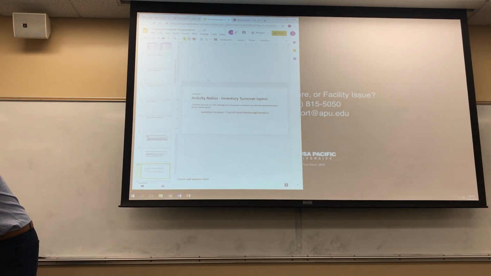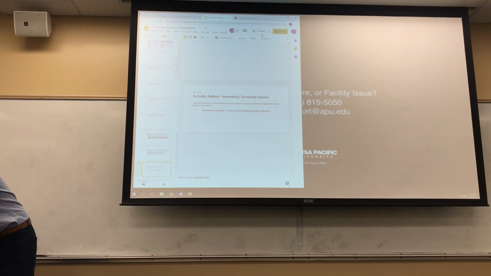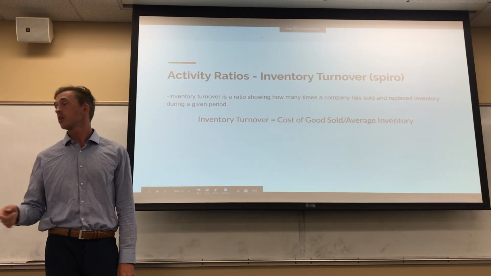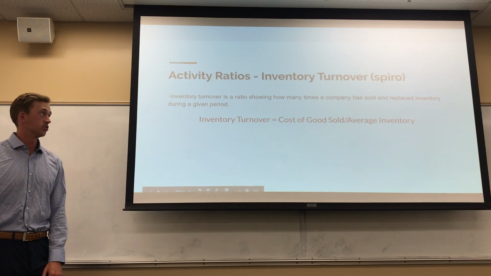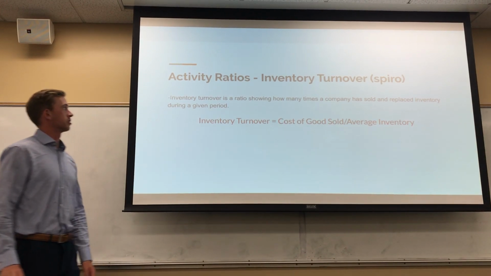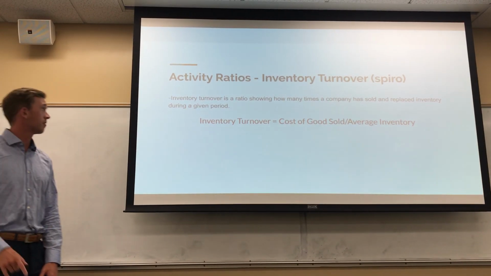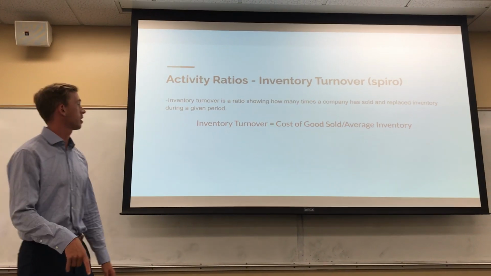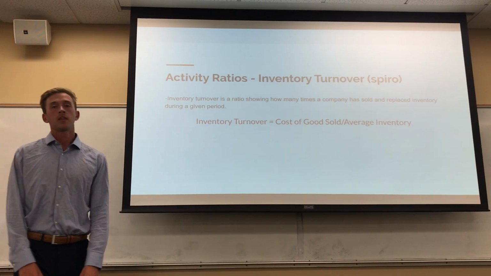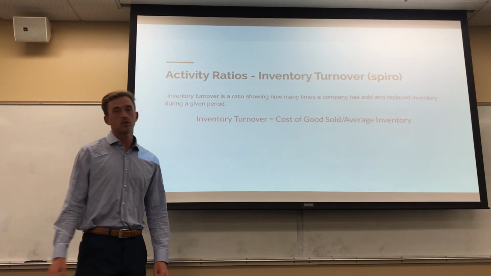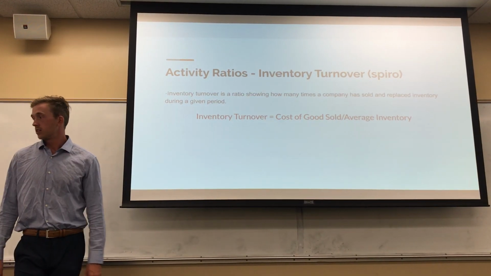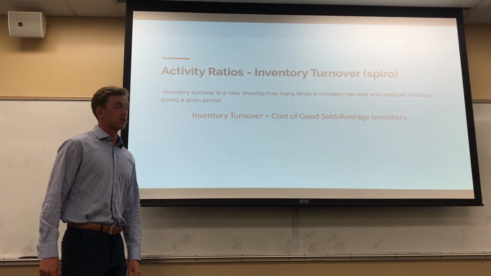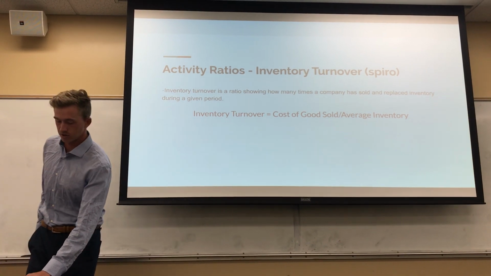So that was a little bit of what the activity ratios are about. For the most part, especially in this sector, the higher the number, the more effective the business is at using their time and the way they're selling the goods. The inventory turnover is a ratio showing how many times a company has sold and replaced inventory in a given period. What I used was the yearly inventory turnover, and the equation for that is inventory turnover equals the cost of goods sold divided by the average inventory.